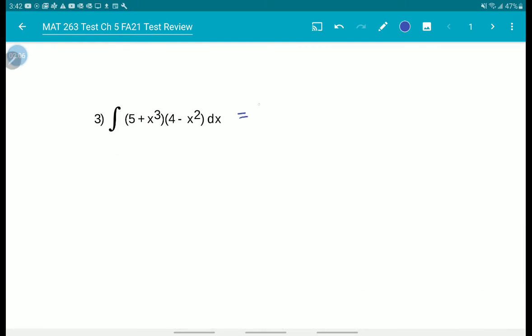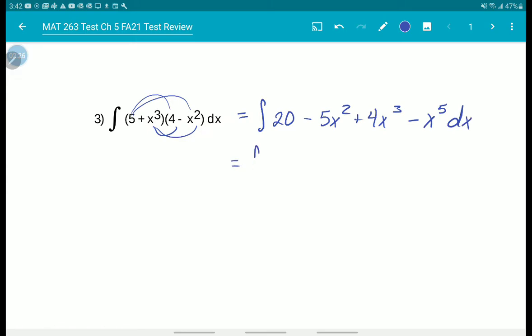In this one, to integrate, we're going to have to distribute. So I'm going to use FOIL. So we have 20 minus 5x squared plus 4x cubed minus x to the 5th dx. And I am going to rewrite this, putting it in standard form, so I have decreasing exponents. So we're going to think about integrating each piece separately.